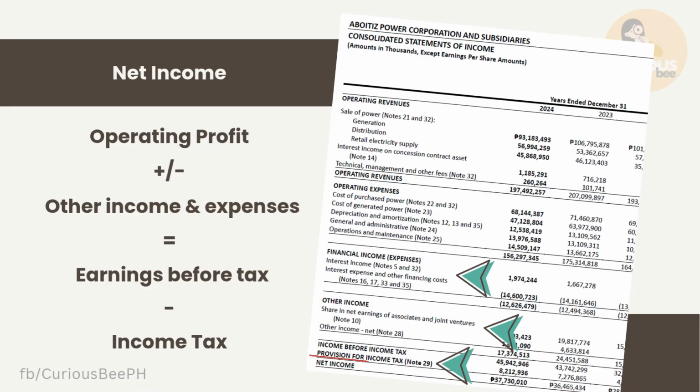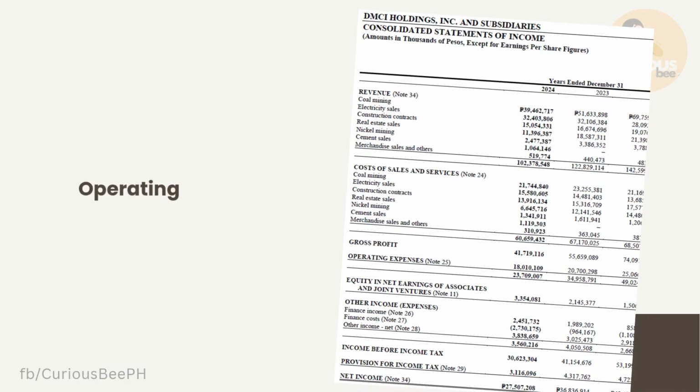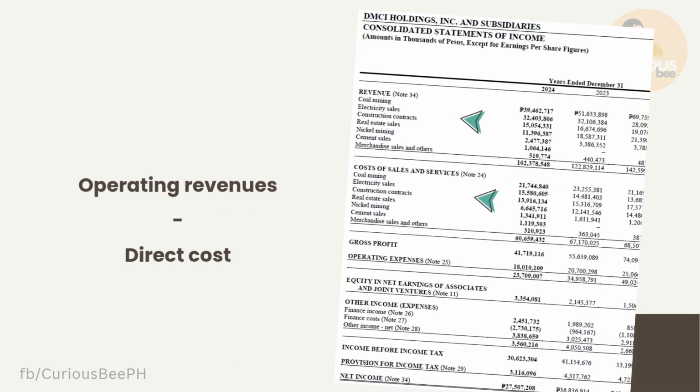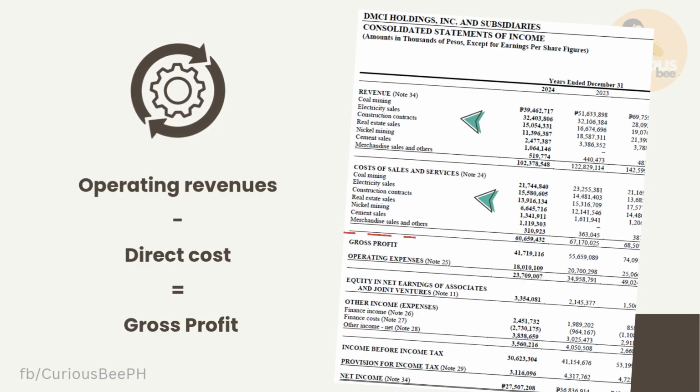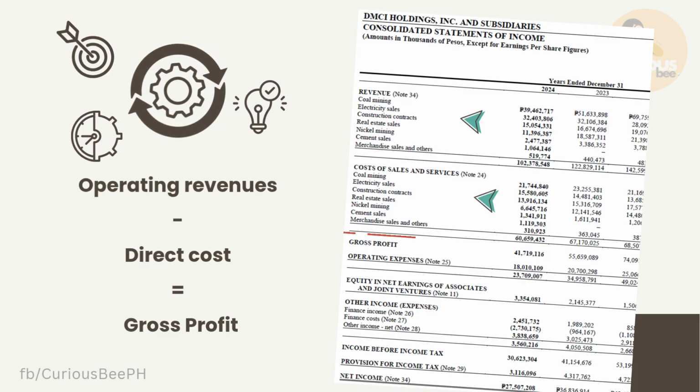But there is another income statement presentation that is widely used. The formula starts with operating revenues minus direct costs to get gross profit. Gross profit measures how efficiently a company manages its production costs. From gross profit, operating expenses are deducted to get operating profit, plus other income, and minus other expenses to get earnings before tax, then deduct taxes, and it should bring you to the net income.